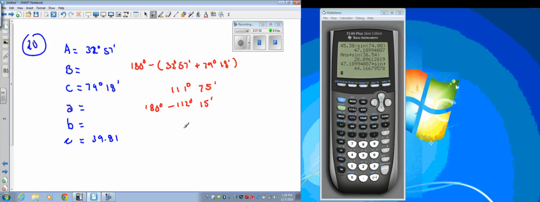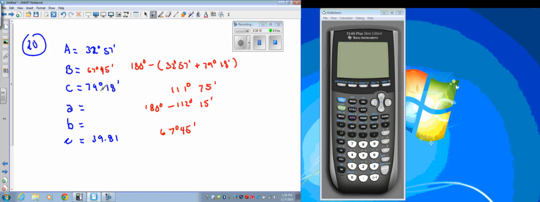And you're going to have to borrow one. So then this is 45 minutes. And this is 7, 6, 67. Did everyone get that? 67 degrees, 45 minutes. What was your 67? I got 67:45. All right.